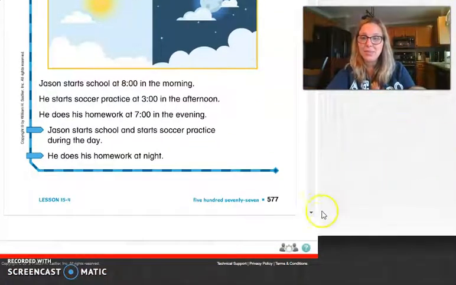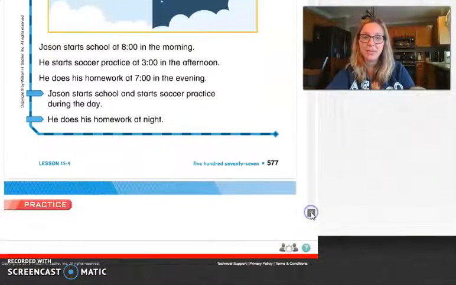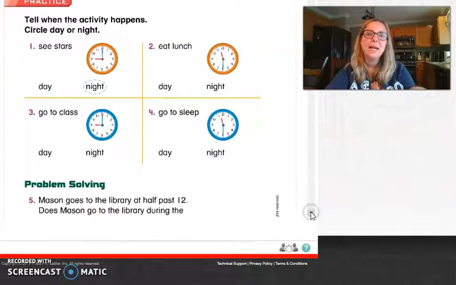If you go on now to the next page, it says tell when the activity happens. So if it happens during the daytime, we're going to circle day. And if it happens at the nighttime, we'll circle night. So number 1 says we see stars at 9 o'clock. Is that 9 o'clock in the day or 9 o'clock at night? And they've shown you to circle 9 o'clock at night, so you can trace that circle there.